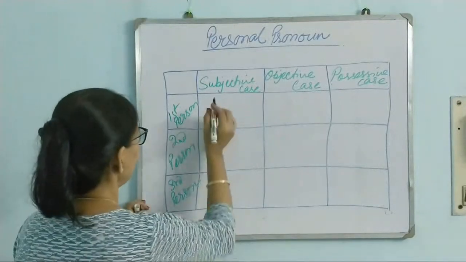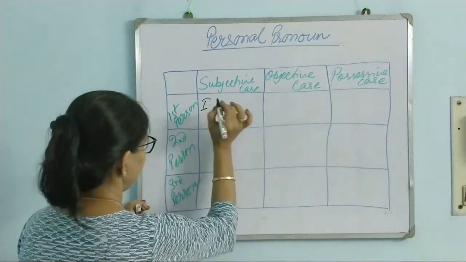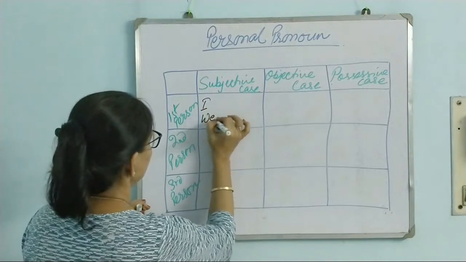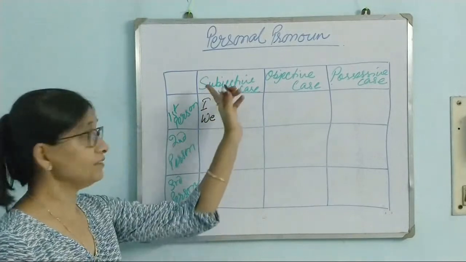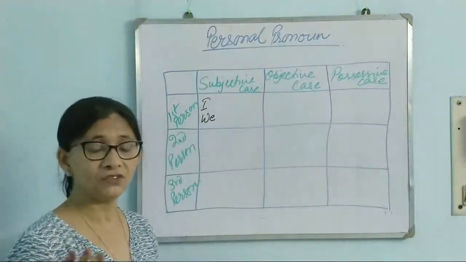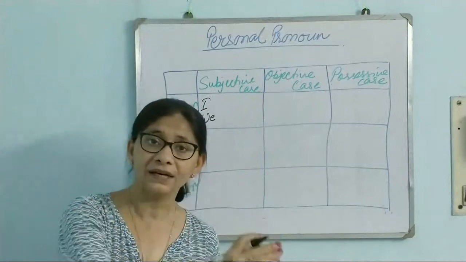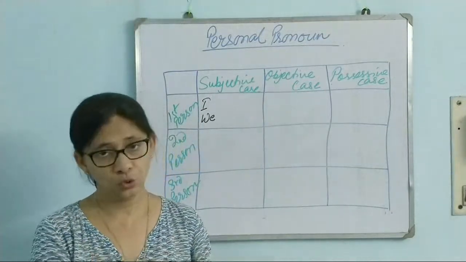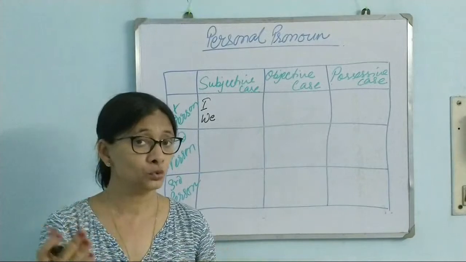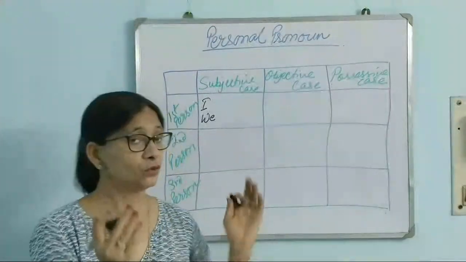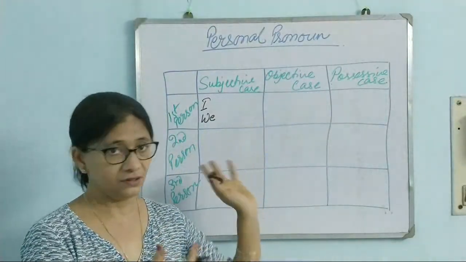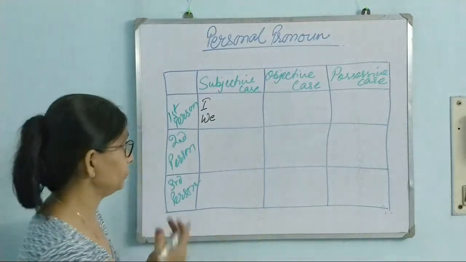So first person will be I singular and we plural. This is subjective case. Subjective case means that they come at the beginning of the sentence. I go to school. So I is the subject, so it is subjective case. This pronoun is known as subjective pronoun, subjective case.